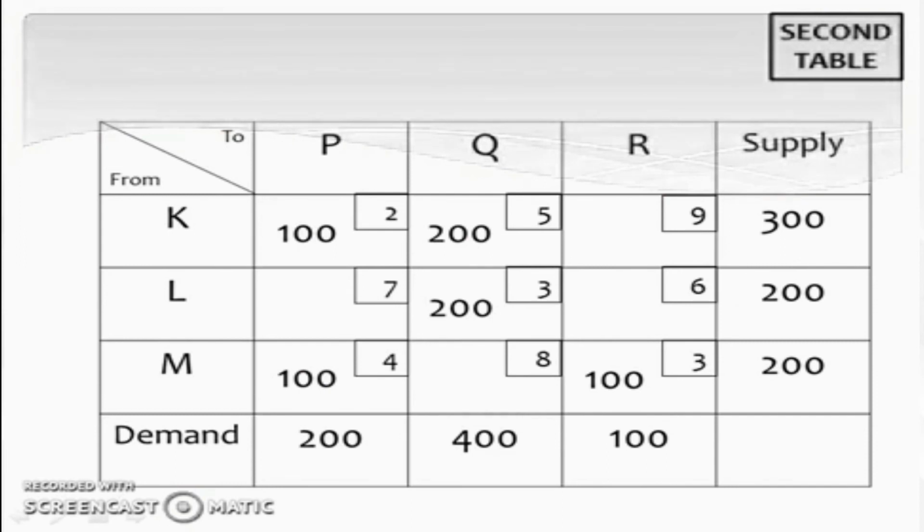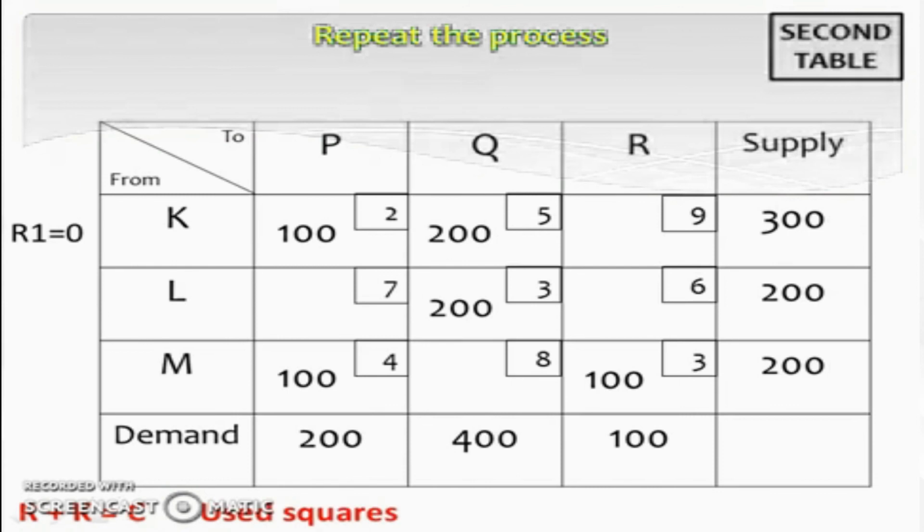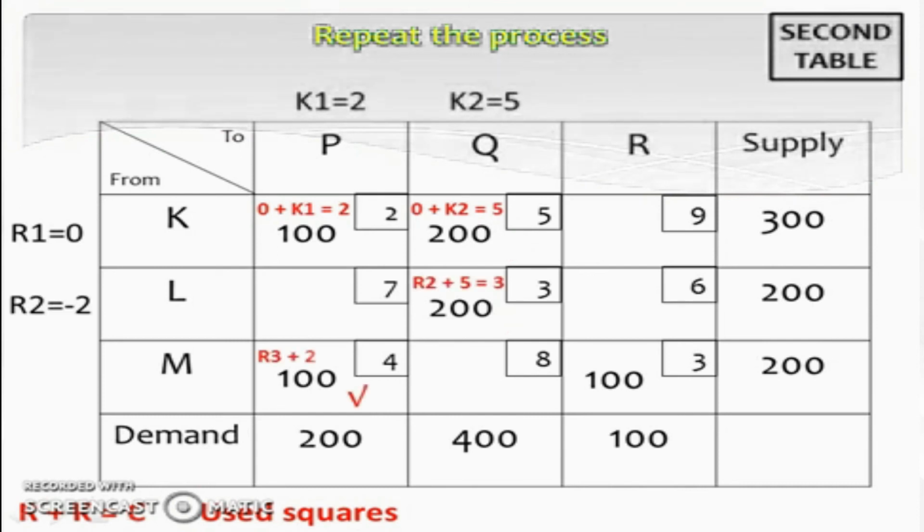And now we will repeat the whole process all over again. So we will begin by assigning R sub 1 equal to 0 and finding all the remaining R's and all the remaining K's. Remember that in solving R's and K's, we need to use the formula R plus K is equal to C, and it is only applied to the used squares. So these are all the R's and K's that we got from the second table.